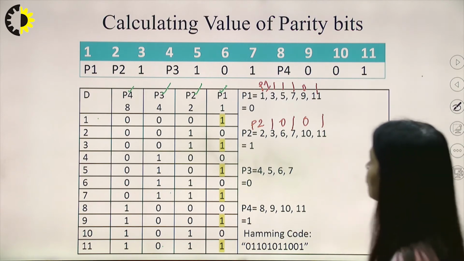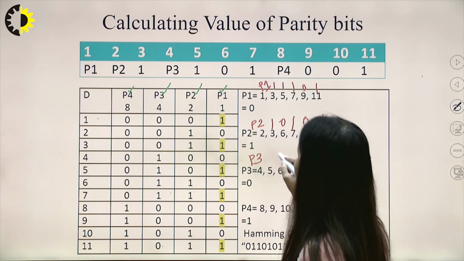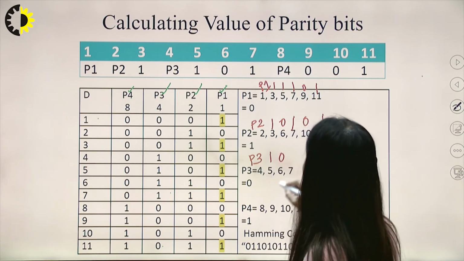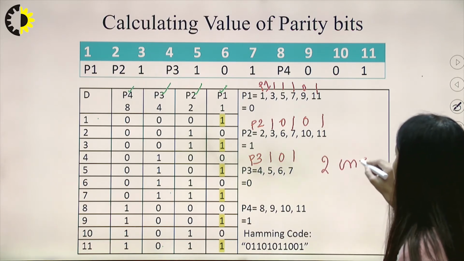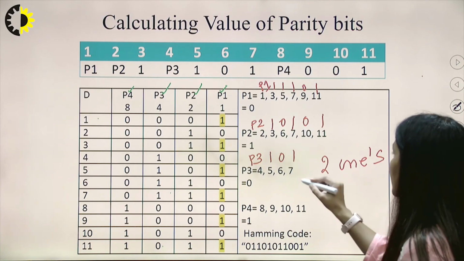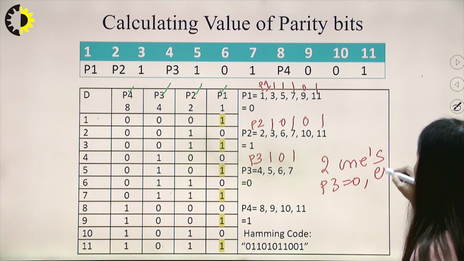Similarly, for P3: 4, 5 is 1, 6 is 0 and 7 is 1. So I have 2 ones, and if I take P3 equal to 0, then only even parity is maintained.